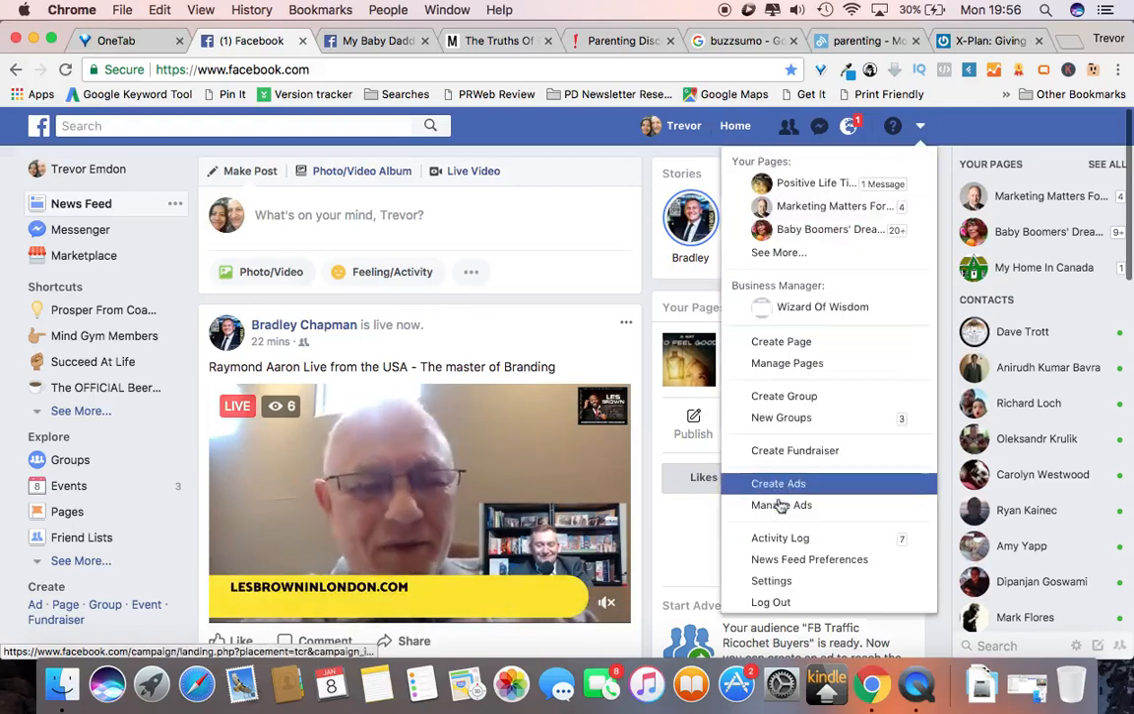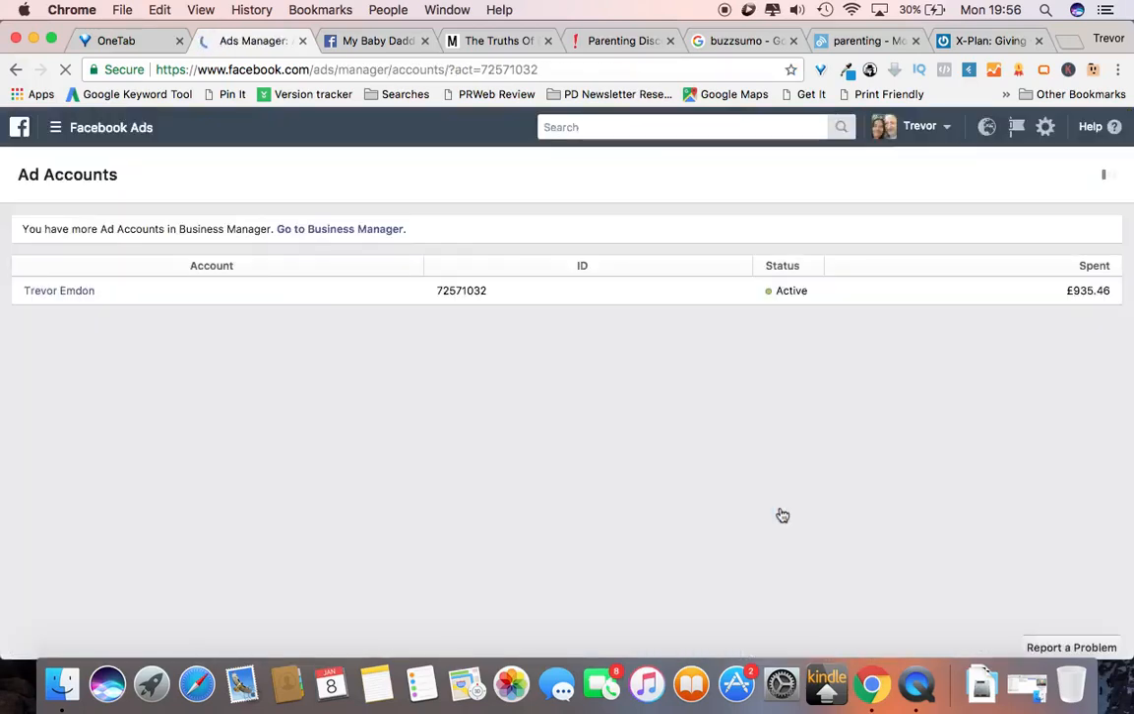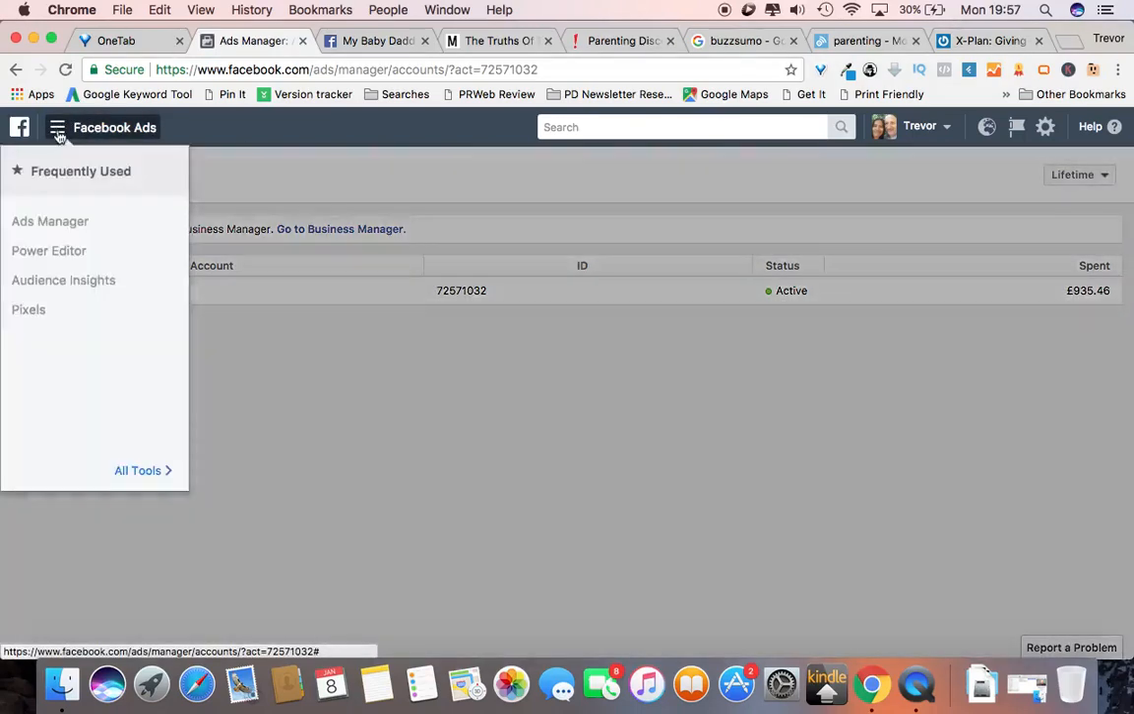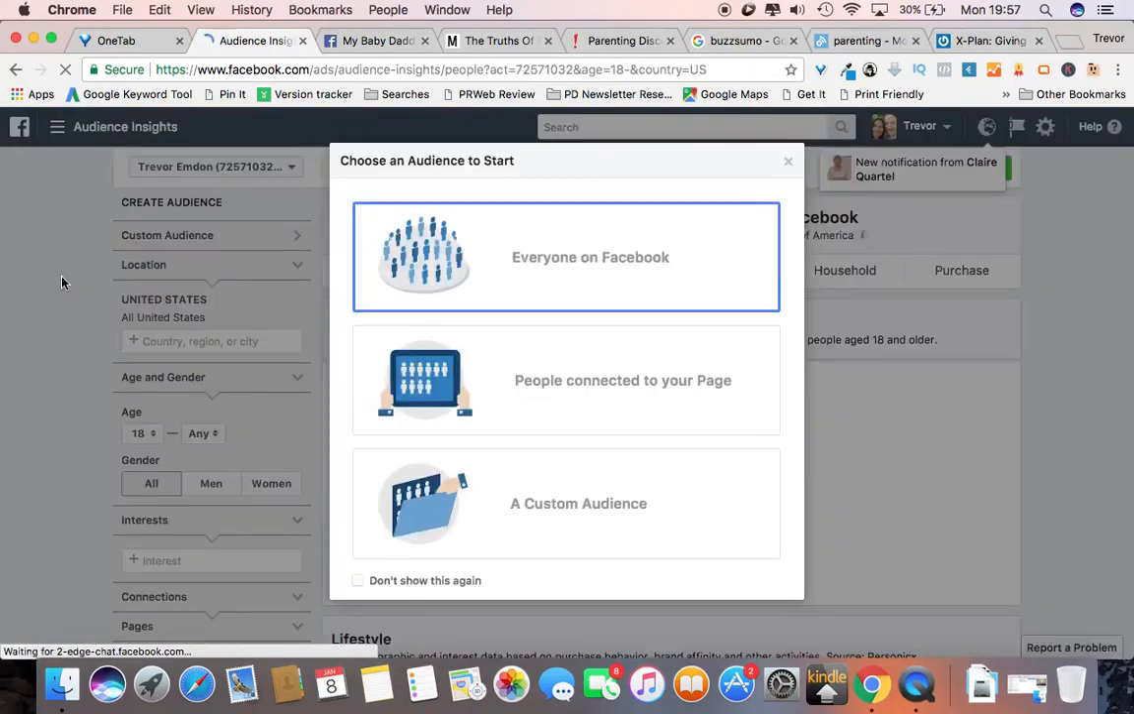Okay, and then you come down to manage ads, and then you will get into your ads manager, and over here, of course, I don't know when you're going to watch this. By the time you watch this, Facebook may have changed this interface. They've changed it many times. But over here is this little 3 lines, which is your menu bar, and you want to go to Audience Insights, which will bring up a page that looks like this.